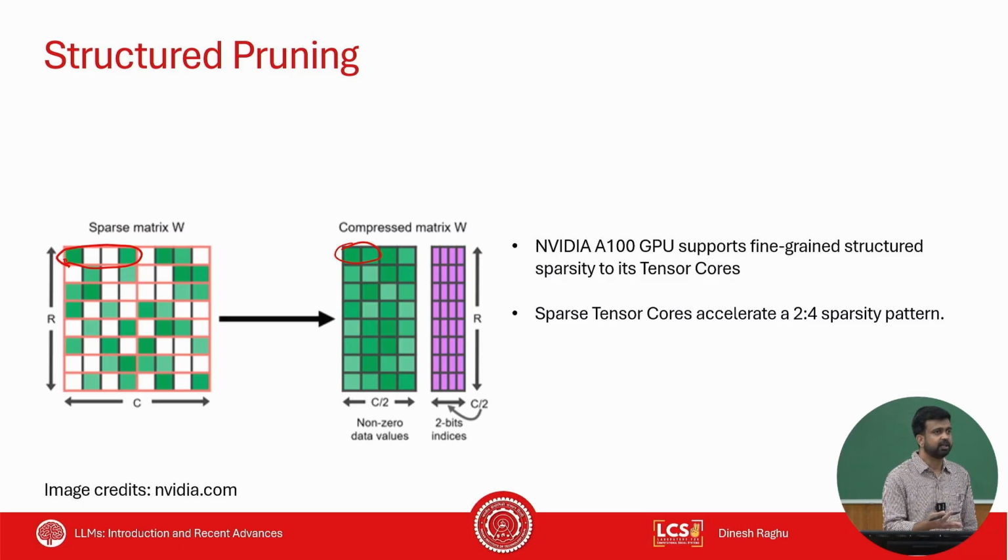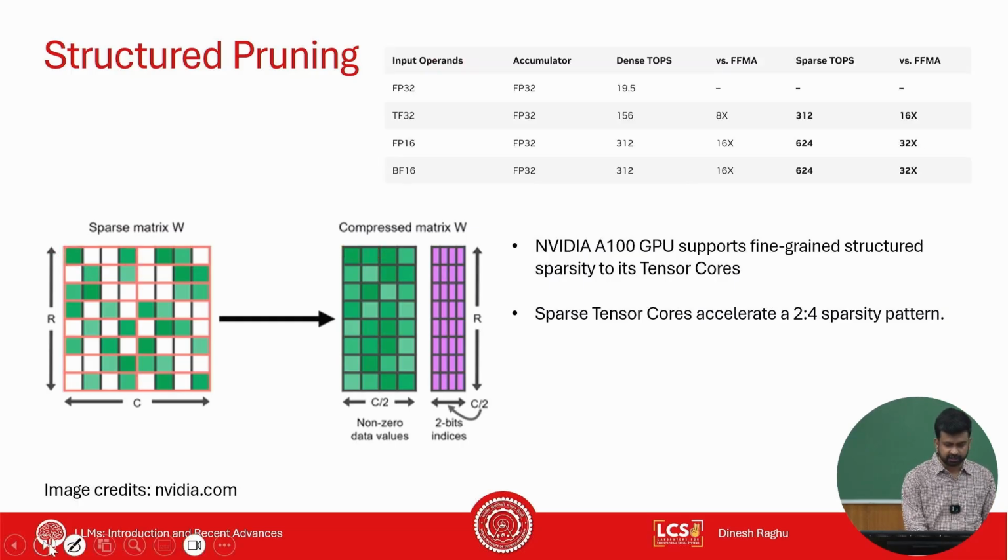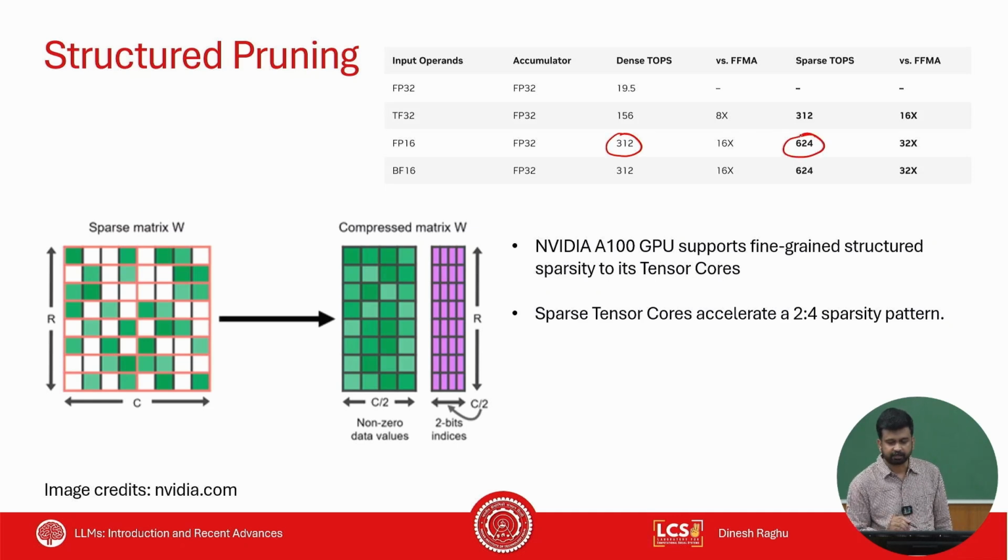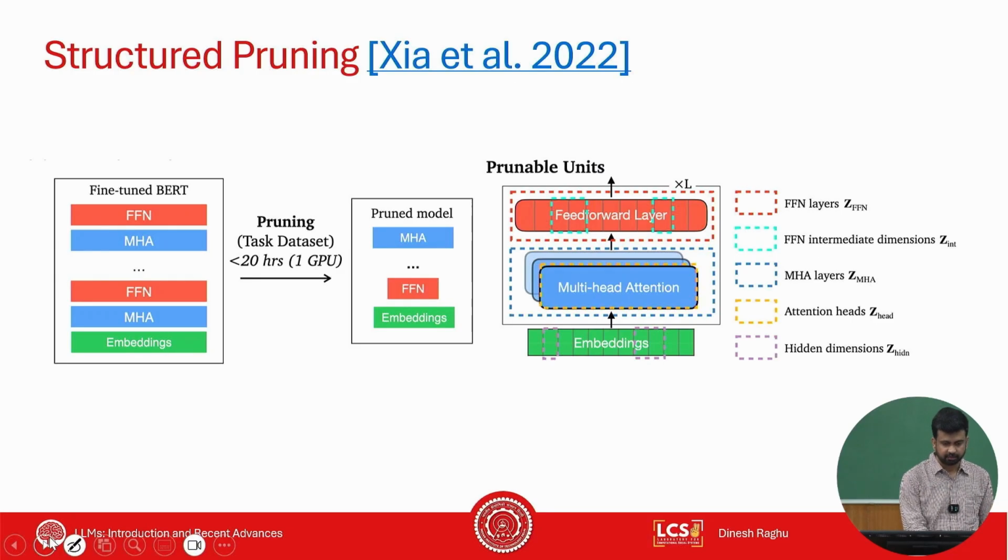So now the pruning algorithm that you're going to design should be aware of this particular hardware choice to leverage this. So if you see here, for any different type of precision, there's a big difference between how much you can do with the dense operation and the sparse operations, right? So because the hardware supports this, now you can think of pruning your weights in this particular format while minimizing the loss in performance, right?